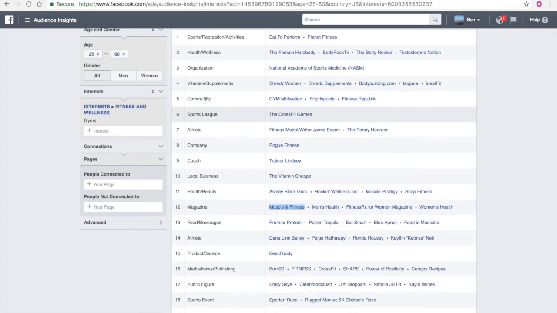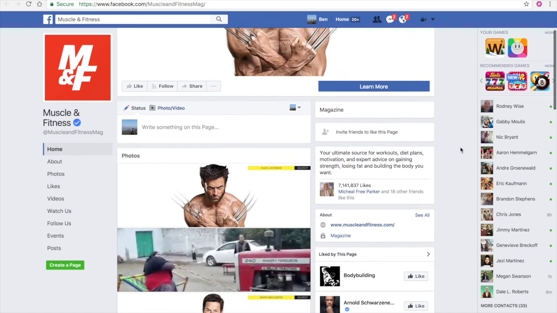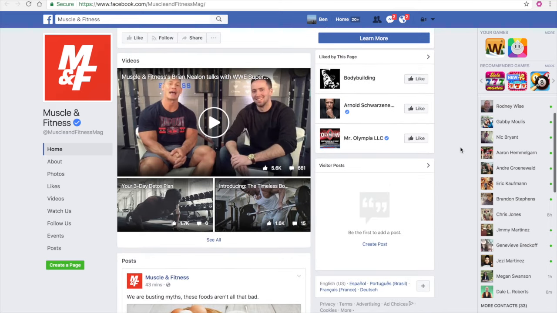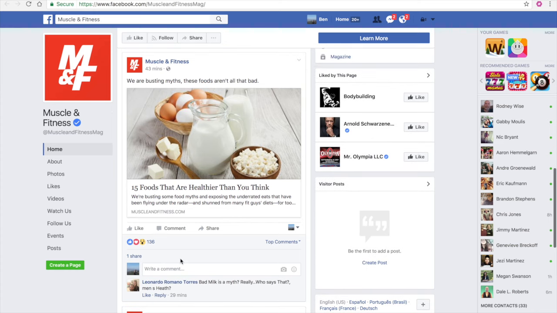And the reason that we want magazines to target is because magazines require either a monthly or yearly subscription. And so when people are already pulling out their wallets to spend on a magazine, then we can be a lot more confident that they're going to spend on our course, because they're already spending money on a product in the niche. So 43 minutes ago, 136 likes and a share.